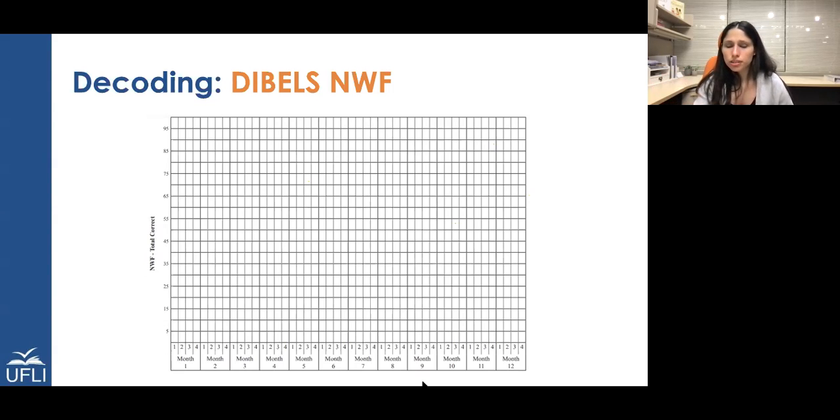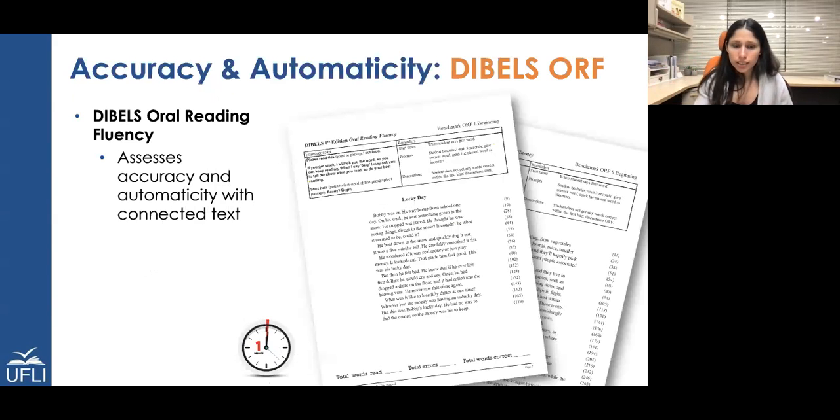And so DIBELS, just in general, for their subtests, have benchmark assessments that you would do 3 times a year for whatever decisions related to that, but also progress monitoring probes like you see here could be graphed on a graph like this. Also, DIBELS has an oral reading fluency probe, again, for benchmark reasons or progress monitoring, that allows you to assess students' accuracy and automaticity with connected text.